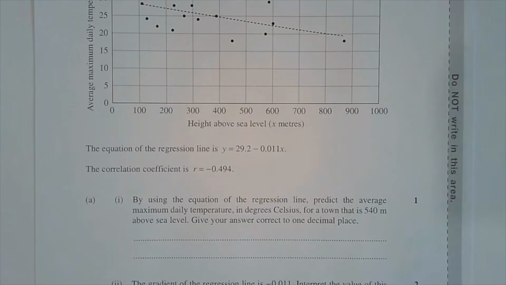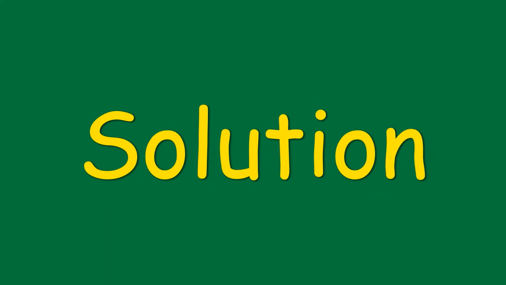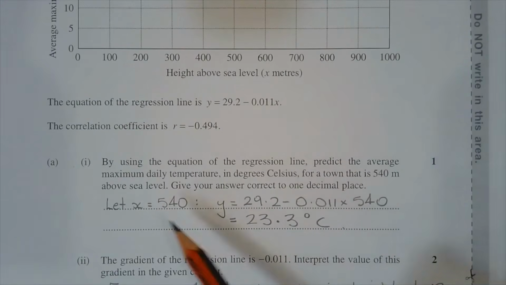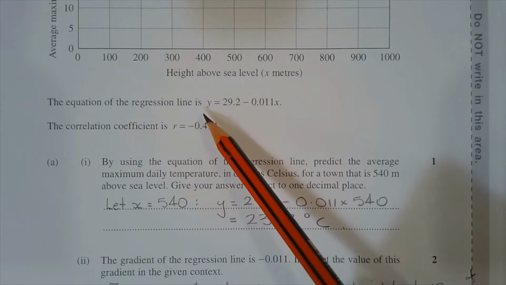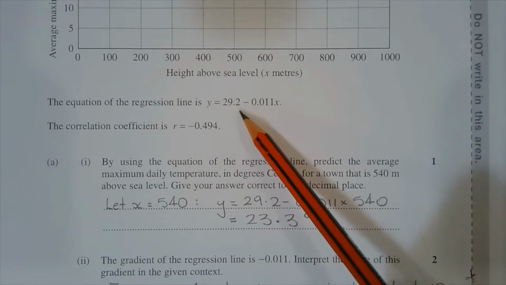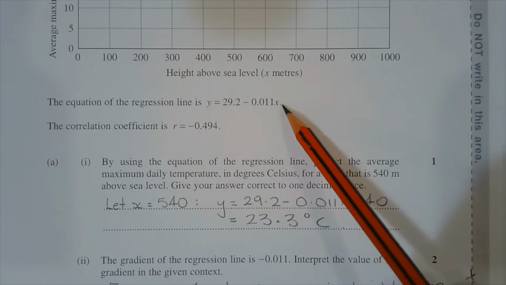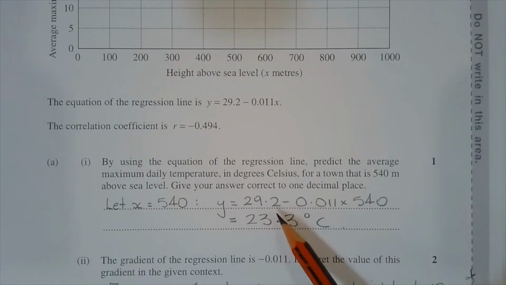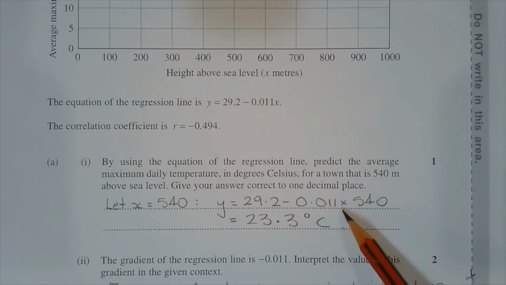Part A, I. By using the equation of the regression line, predict the average maximum daily temperature in degrees Celsius for a town that is 540 meters above sea level. Give your answer correct to one decimal place. Substituting x equals 540 into the equation of the regression line, y equals 29.2 minus 0.011 multiplied by x, y is equal to 29.2 minus 0.011 multiplied by 540, and that equals 23.3 degrees Celsius, correct to one decimal place.